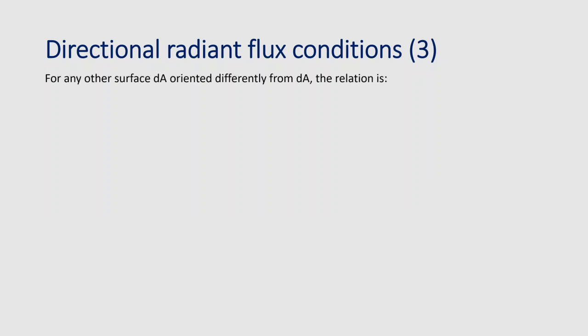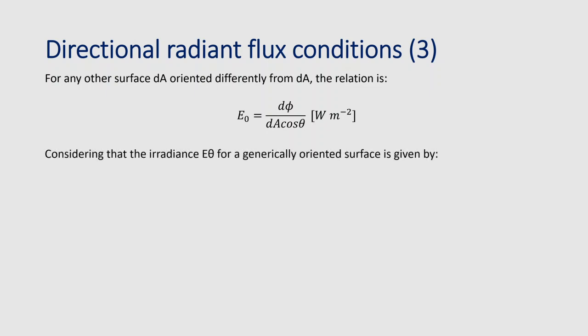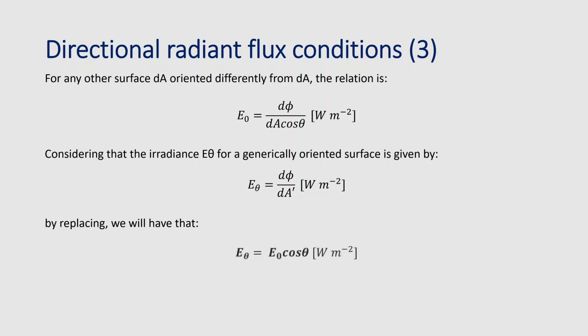For any other surface dA1, oriented differently from dA, the relation is then that this energy that is reflected will be inversely proportional to the cosine of the incident angle, and considering that the irradiance E theta for a generically oriented surface is given by this quantity, as mentioned in the radiometric system, by replacing we will have that E theta will be the irradiance in the 0 position multiplied by the cosine of theta.